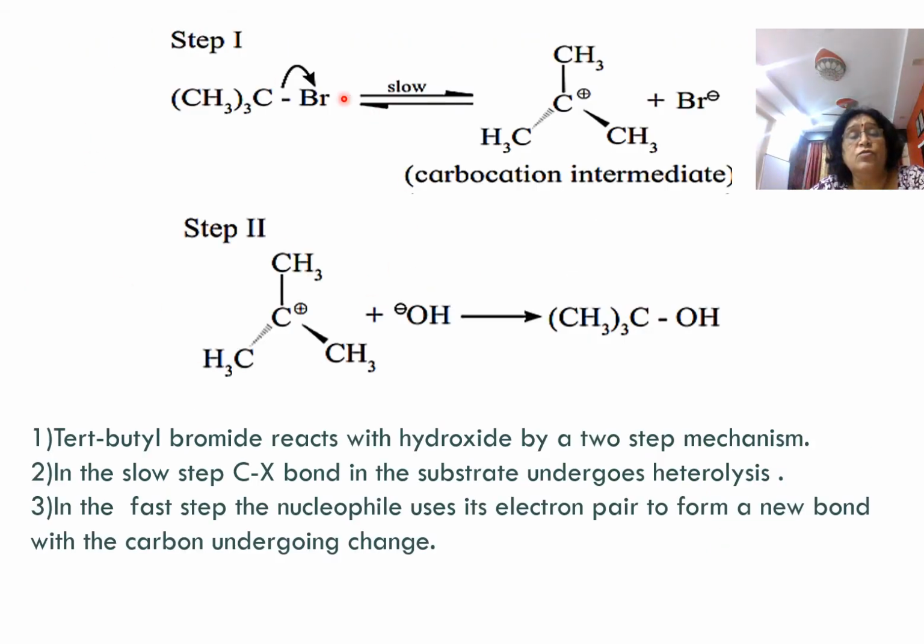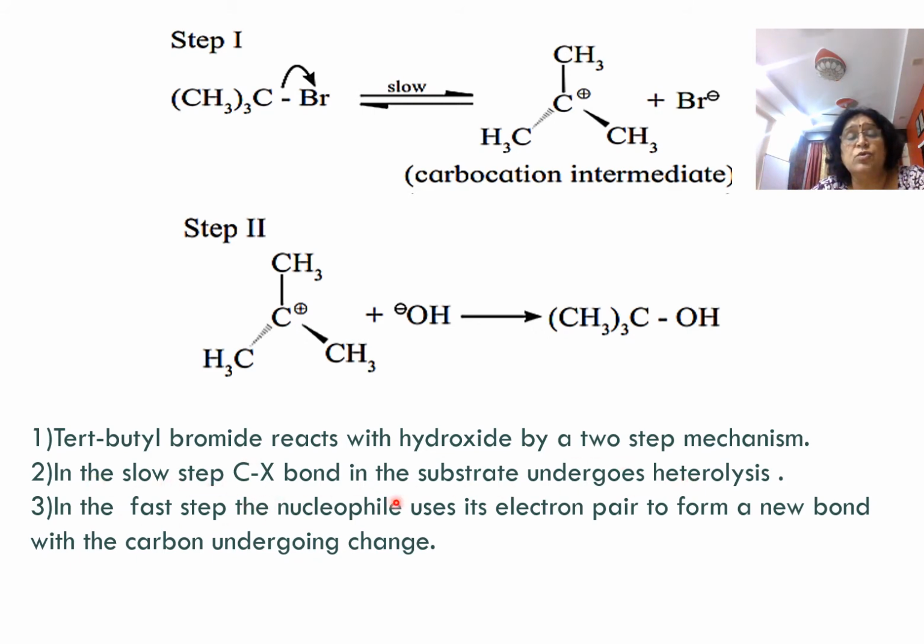This mechanism follows two steps. In step 1, the formation of carbocation takes place, and in step 2, the tertiary butyl alcohol is formed. Step 1 is a slow step that leads to the formation of carbocation: the carbon-bromine bond breaks and the bromide is liberated. Bromide is a leaving group. Then on the carbocation, the OH nucleophile attacks in the second step. It may attack from the front side or from the back side, and tertiary butyl alcohol is formed. So basically it follows a two-step mechanism.